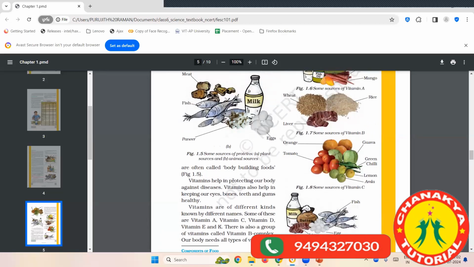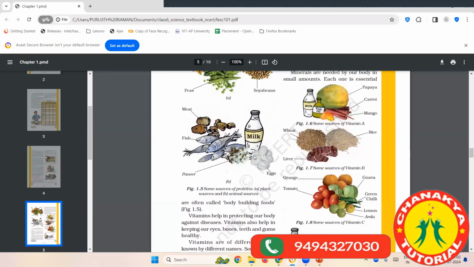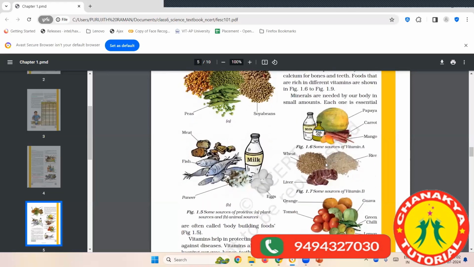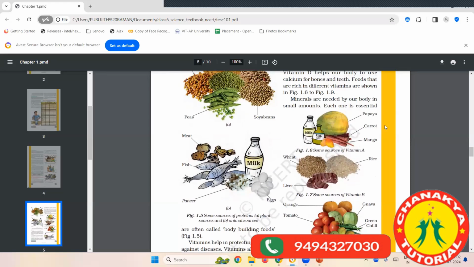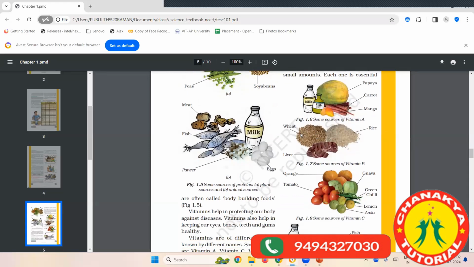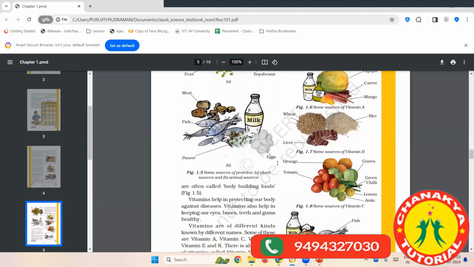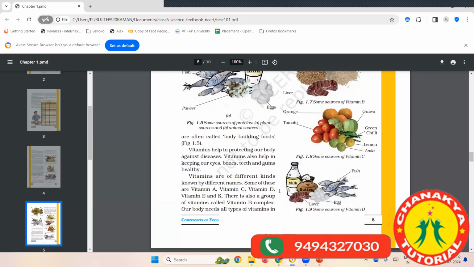So you have to remember this. Today's homework is to make a table and note down which food item is rich in which vitamin. For example, just see and write. No need to discover anything, they themselves have given it here. Some sources of vitamin A are papaya, carrot, mango. You identify some other food items that are rich in vitamin A. Then make a table for vitamin B and write down liver, wheat, rice, and any other food rich in vitamin B. Write that down, and then take vitamin C and then vitamin D. What are fat soluble vitamins?